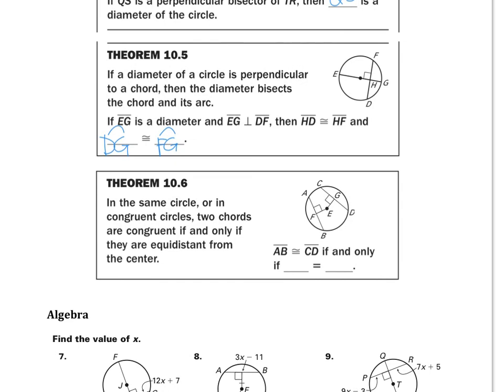And the last theorem here, in the same circle or congruent circles, two chords are congruent if and only if they are equidistant from the center. So remember, in order to be equidistant from the center, the perpendicular distance from center must be equal. So AB congruent to CD, the two chords, if and only if EF equals EG.